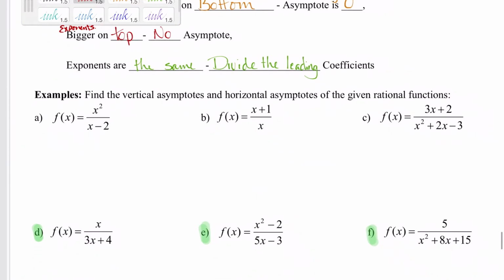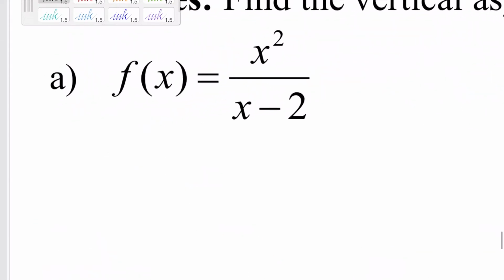I'm going to do these first three with you to give you an example, and the last three I will save for you. They want us to find both the vertical asymptote, which I'm going to abbreviate as VA because I'm a math person and I hate spelling, and the horizontal asymptote as HA. Remember, for vertical asymptotes, we're looking at the denominator. We're trying to figure out when this denominator is going to be equal to 0.